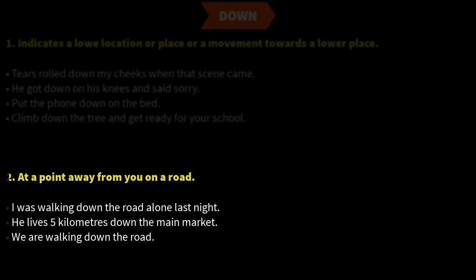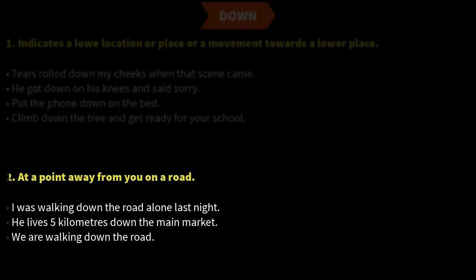We can also use it to show a movement that's happening along a road in a particular direction. For example, I was walking down the street alone last night. I was walking down the street going in a particular direction last night.